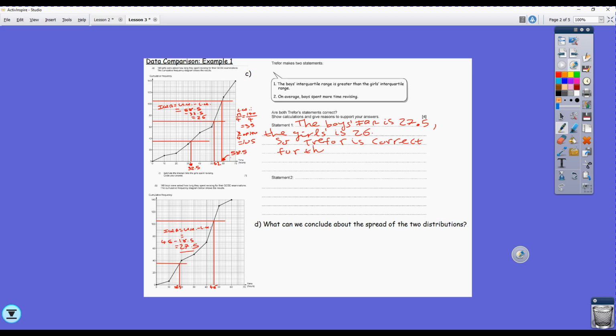And in order to get the marks there, you would have to show these workings. You would have to show the upper quartile and lower quartile for each and how you calculated the interquartile range. So for this statement.